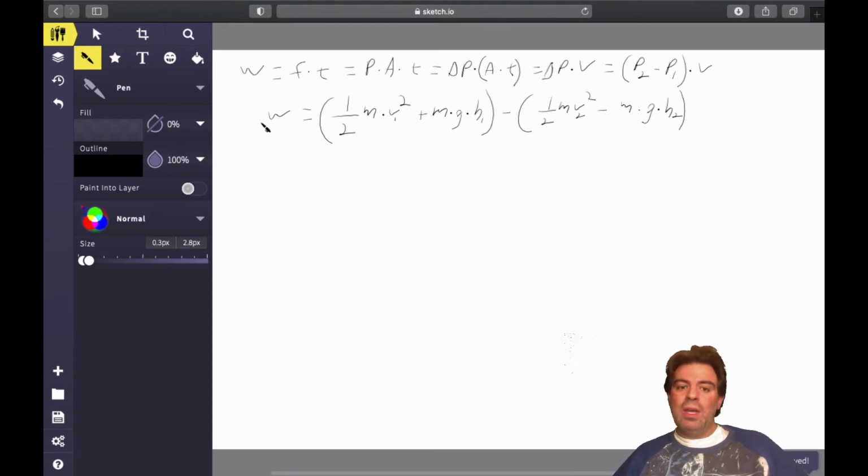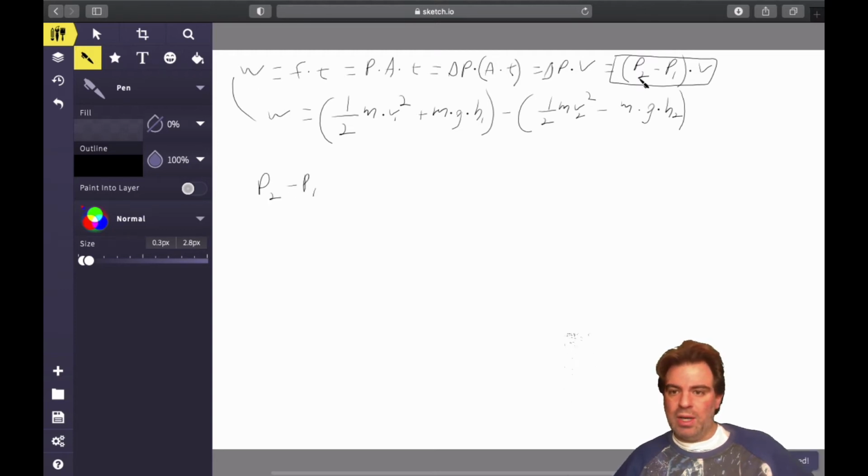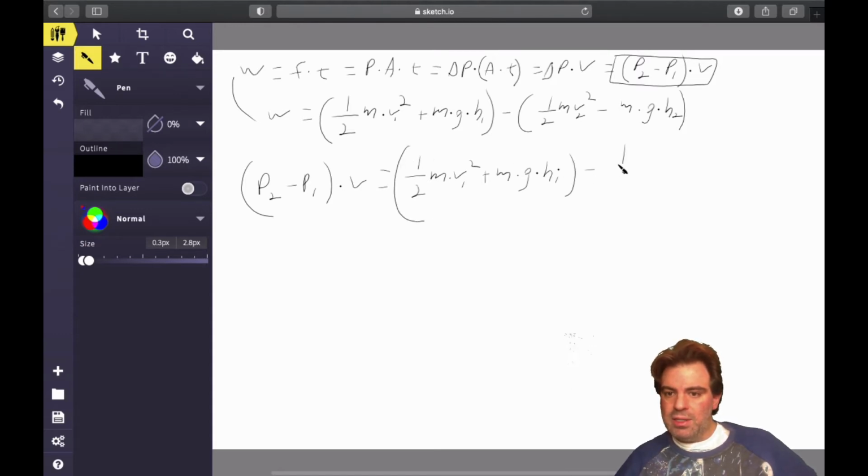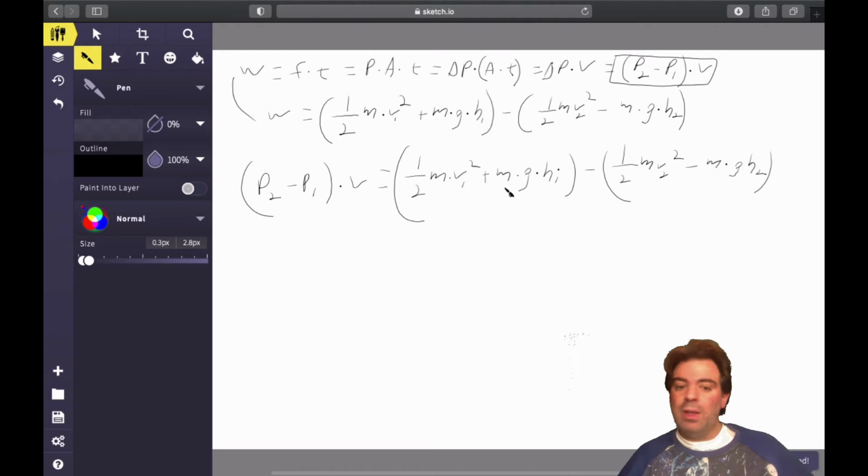So now we can make these two equations equal to each other. What does it become? It becomes pressure 2 minus pressure 1, because that's what work is, as we said right over here, times volume, equals 1/2 mv1 squared plus mgh1, that's all in parentheses, minus 1/2 mv2 squared minus mgh2. So we just simply took the two work equations and made them equal to each other.